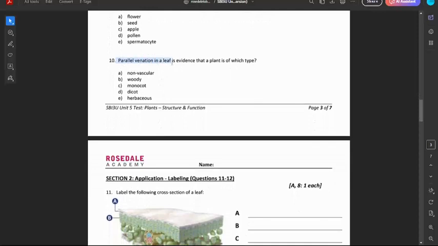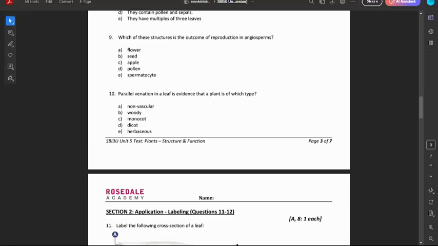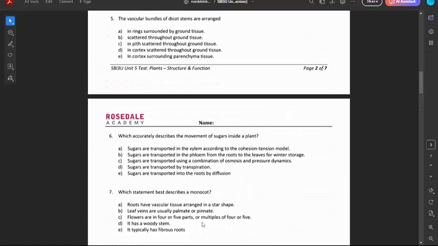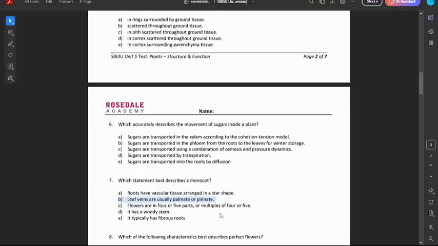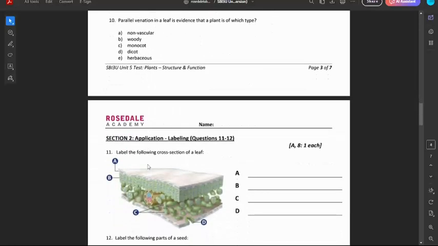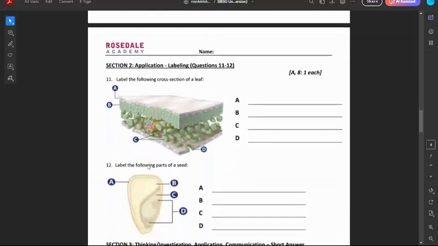Parallel venation in the leaf is evidence that a plant is a monocot. So if you got this question right, and you know that this is wrong, this is not the correct statement for a monocot, meaning it's going to be describing a dicot. So what does that mean? It means that parallel, the other one, is definitely going to be a monocot. Use the questions to your best.